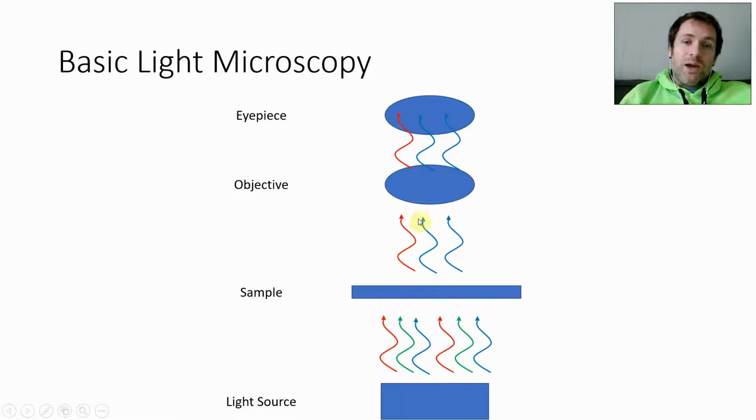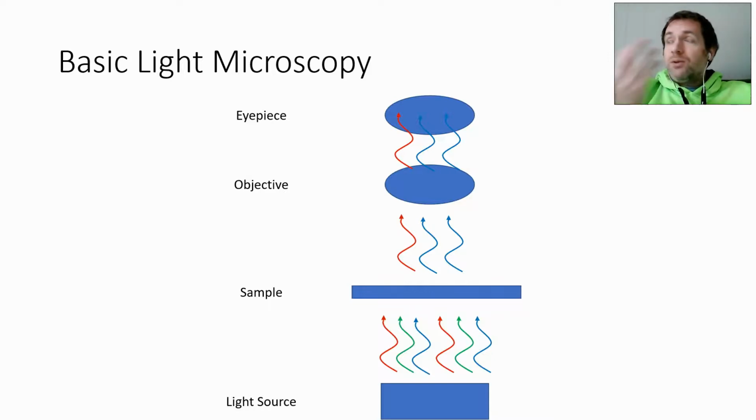It will go through an objective, and the objective typically magnifies. It's usually between 1, 5, 10, and 40x magnification. And then it will pass through the eyepiece, which typically also magnifies about 10x, before we view it with our eyes. Most light microscopy is going to be some variation on this basic schematic.